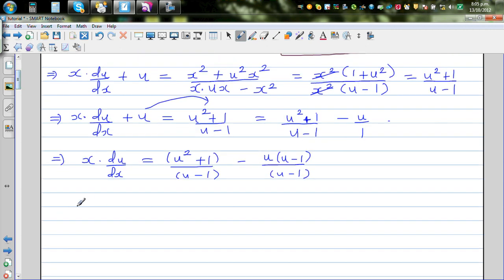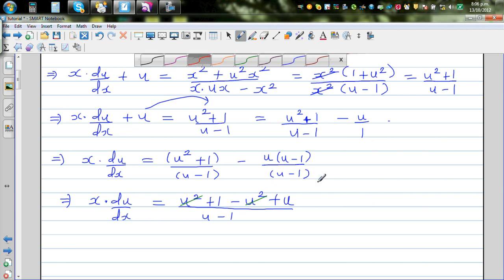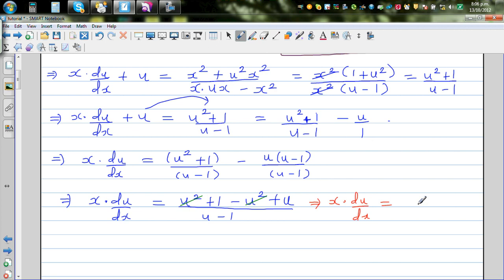Okay, so what happens now? So this implies x times du by dx is equal to u squared plus 1. The denominators are the same, so I can expand this numerator. So this is minus u squared plus u over u minus 1. So what gets cancelled? This plus u squared and minus u squared gets cancelled. So let me finally write. This is not the final answer. So this is x times du by dx is equal to u plus 1 over u minus 1.